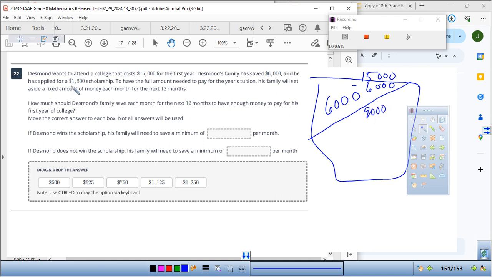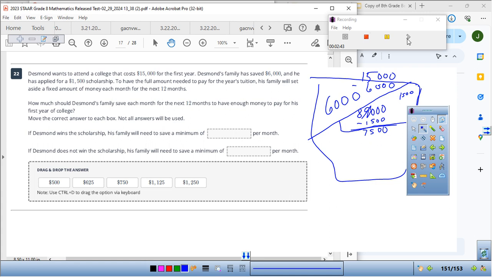And he has applied for a 1,500 scholarship. If he wins it, he doesn't have to pay that 1,500 either. That gives him 7,500 that they have to pay. We'll take away this 1,500 right here. So this part over here is 7,500. So that's how much it is.